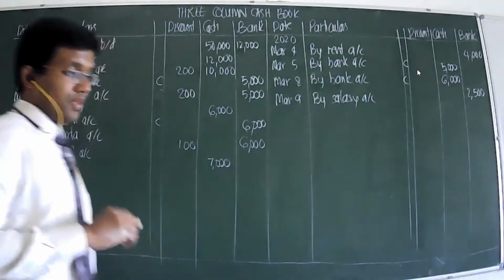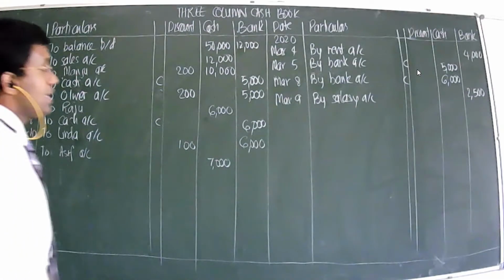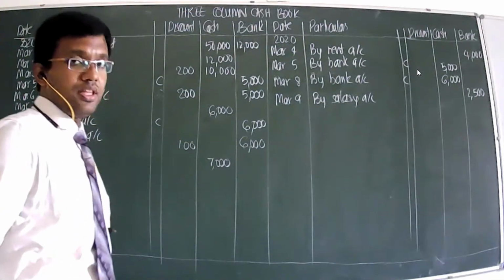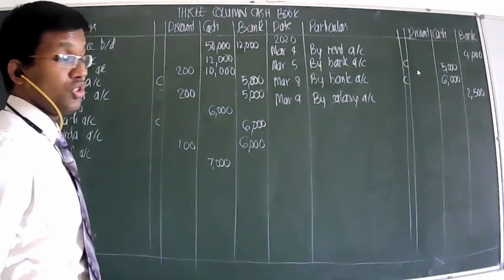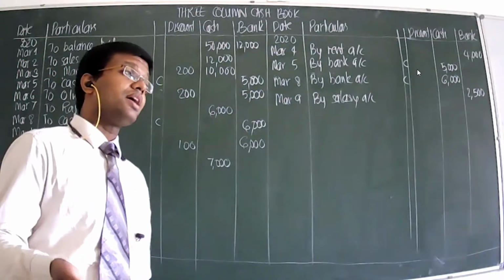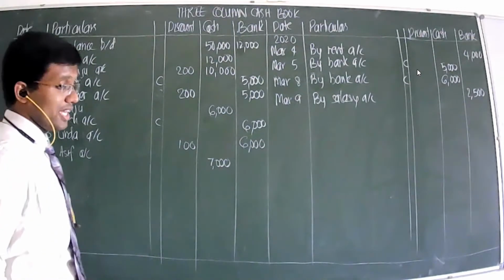March 12th, withdrew from bank for office use. Okay, so on March 12th, what is happening is you're withdrawing money. But you're withdrawing money for what? You're withdrawing money from the bank for office use, which means you're going to the bank, taking money out, and the money will be coming into your cash.